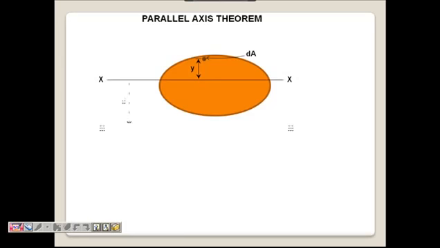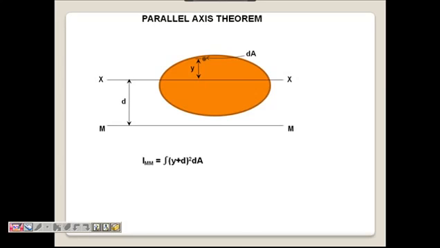Now if I have another axis which is parallel to the x-axis at a distance d, then the moment of inertia of this area about this new axis mm is given by integral of (y plus d) whole square dA. Reason? The basic definition. And what was it? The area into distance square.